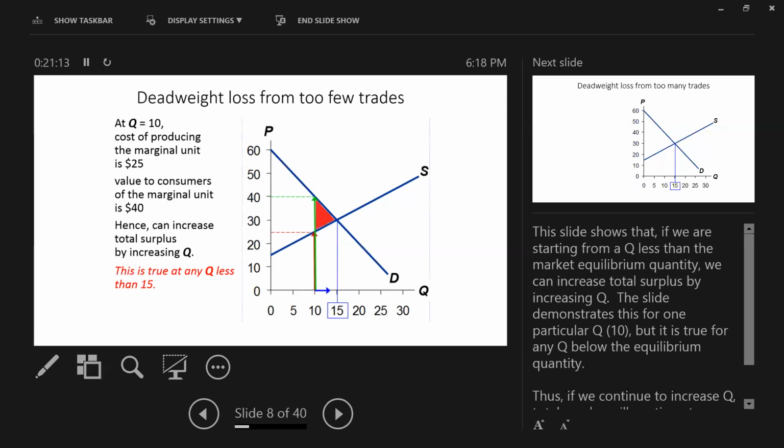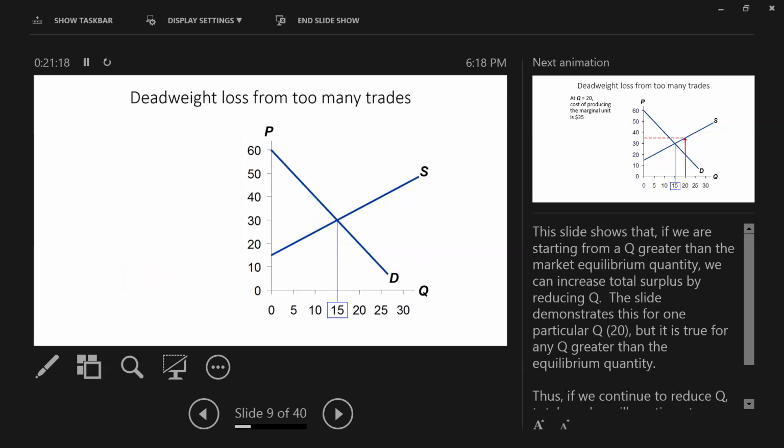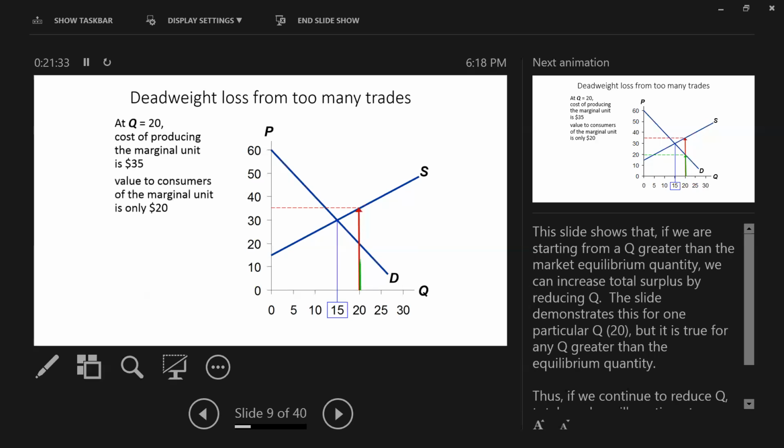The other source of deadweight loss that we could come across in a market is a situation where there is too much trade facilitated in this market. For example, at a quantity of 20 units, the seller that is willing to sell that unit faces a marginal cost of $35. If we were to force this seller to trade with the buyer of that unit, who is only willing to pay $20, then the result would be a net loss of $15, meaning we generated a piece of surplus that is actually negative.